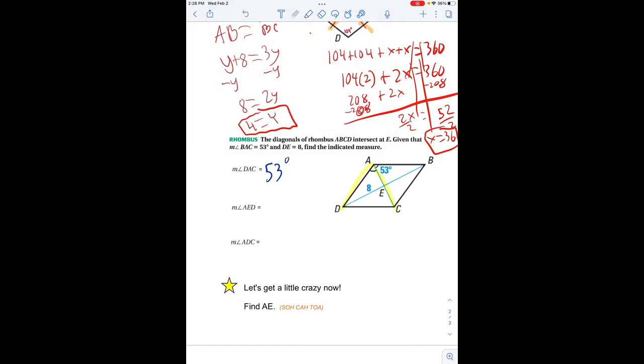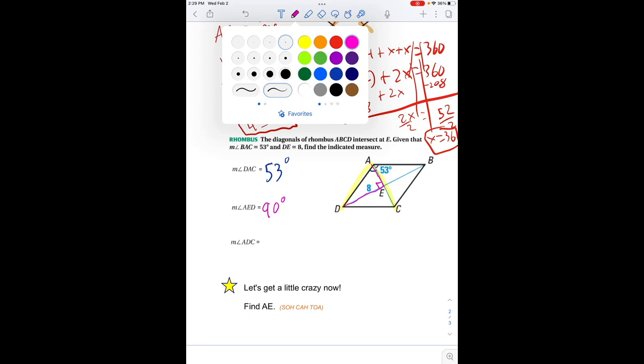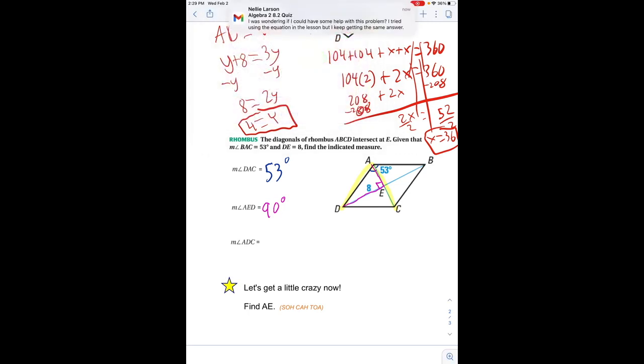Next, AED. Let's find AED. AED is right here, and my diagonals meet at a right angle. So I'm going to say that this is 90 degrees because my diagonals meet at a right angle. And finally, I am looking for angle ADC.